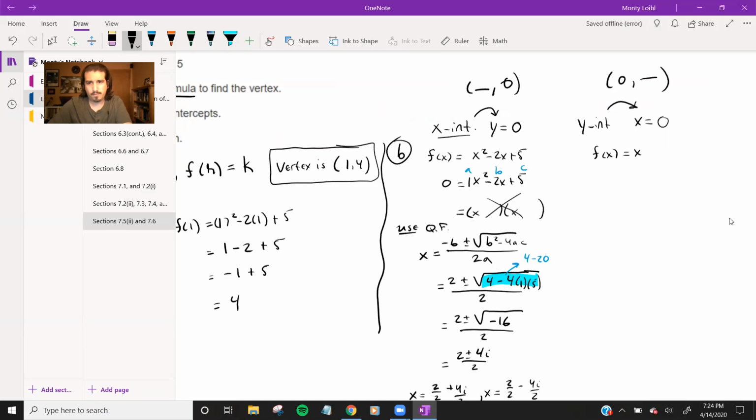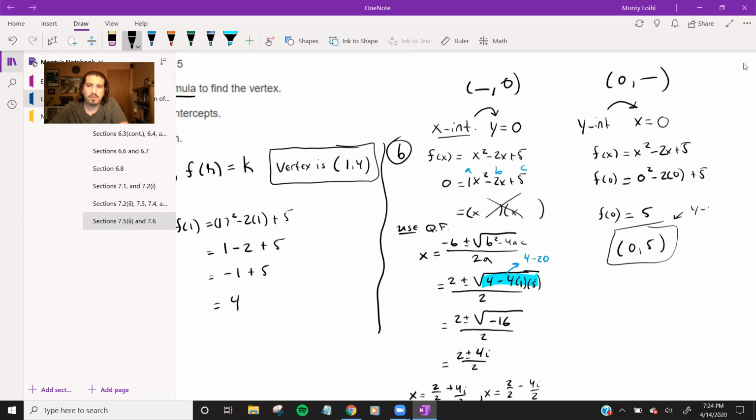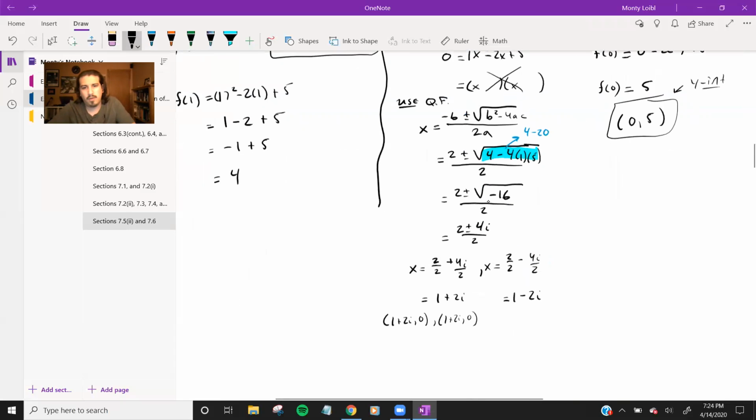So given this function that we have, when we plug in 0, we have f of 0 here. So 0 squared minus 2 times 0 plus 5, that just gets rid of everything there, and we have 5. So f of 0 is 5, which means our y-intercept is 5, or (0, 5). Okay, so there's your y-intercept. And these are your x-intercepts down here. You could circle that one there.